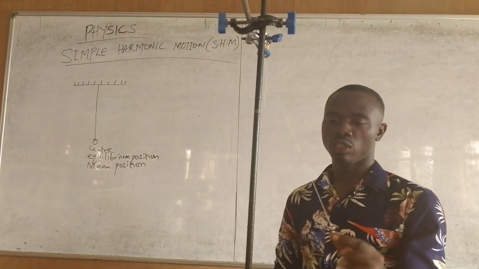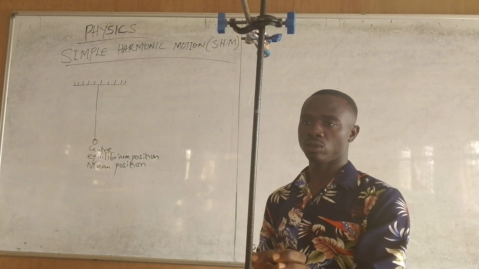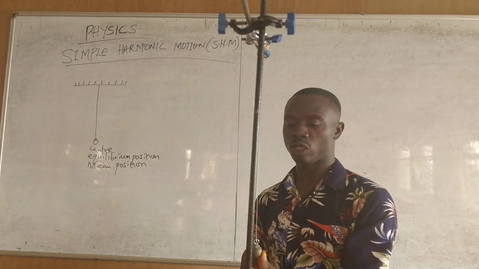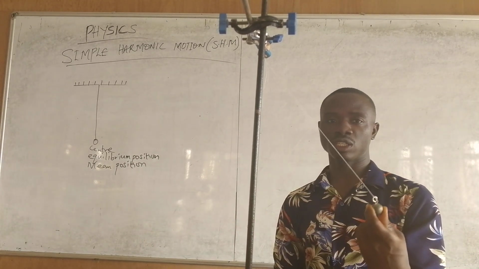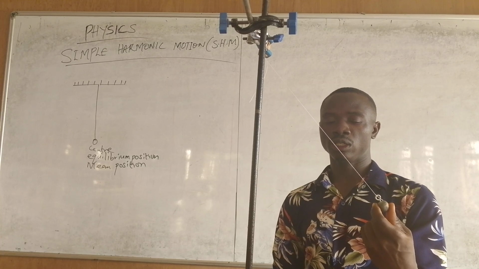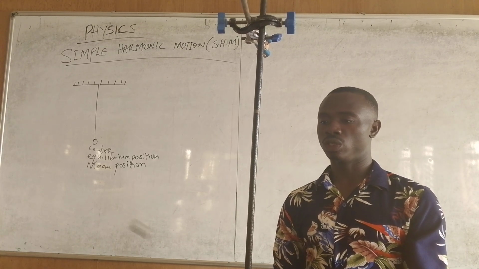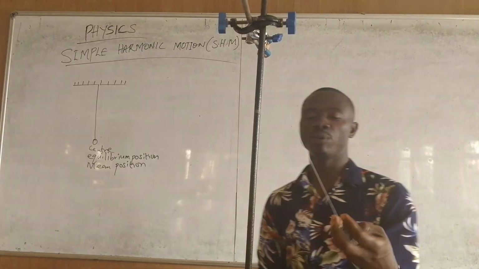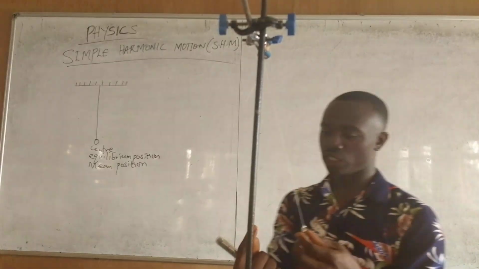If here is the equilibrium position or the center, where my hand is right now, and I displace it this way and release it, it begins to move to and what? And fro. Now, as this bulb is moving, acceleration is directed towards where? The center. That's towards here.